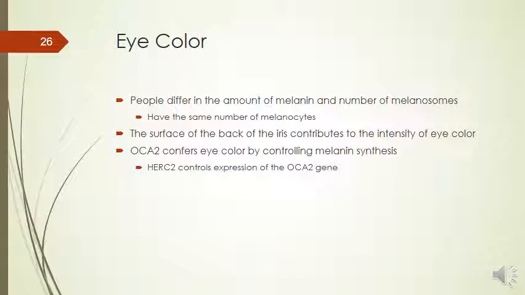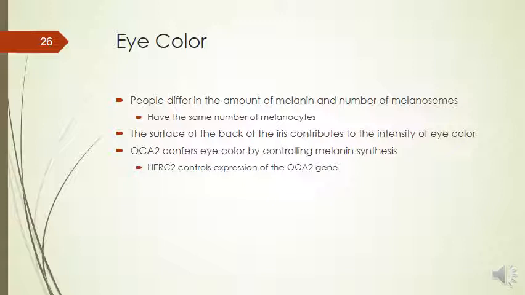A recessive allele of HERC2 abolishes the control over OCA2, and blue eyes result. A person must inherit 2 copies of the recessive allele in HERC2 to have blue eyes. If blue eye color is a disruption of the normal function, why has it persisted?